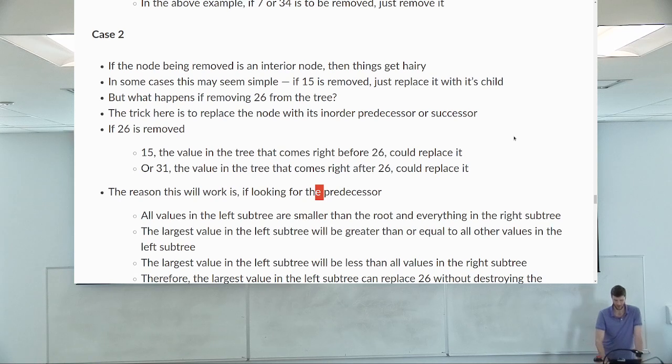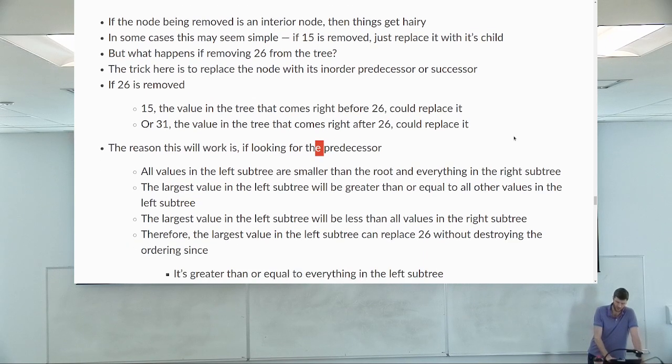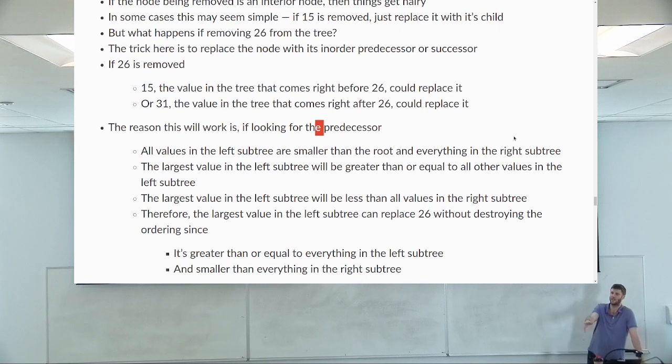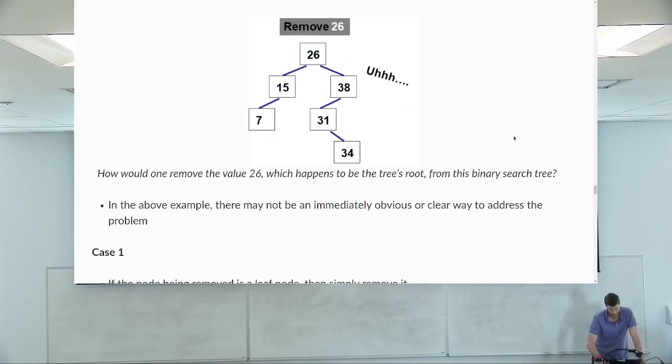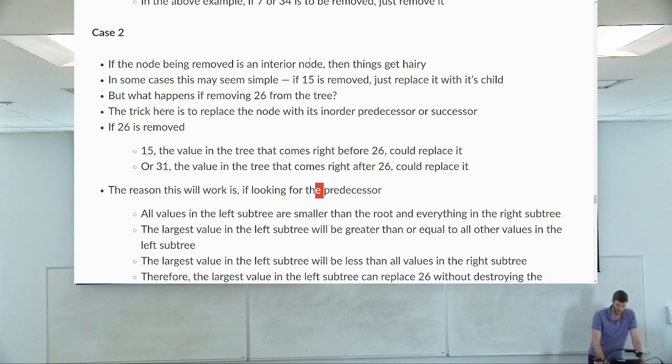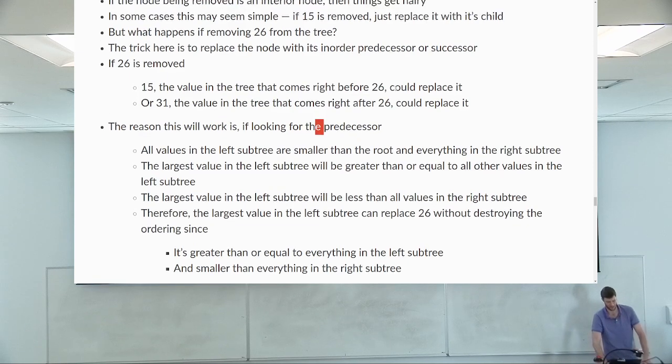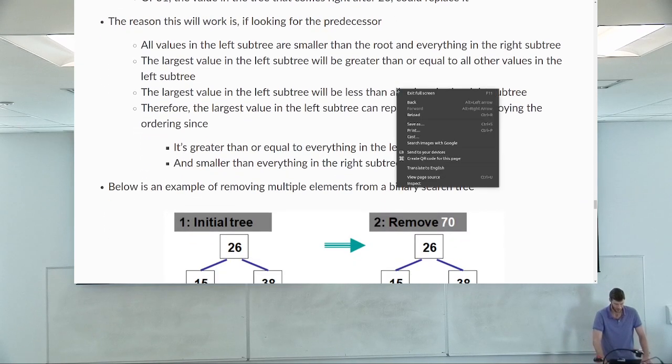The trick is to replace the node with its in-order predecessor or successor. If 26 is removed, 15 is the value of the tree that comes right before 26, so you could replace it. But again, because we could have duplicates, we'd have an issue. Although I guess it wouldn't be an issue, would it? Because if there was a 26 over here and I replaced it with 15, it would still work. Huh. Yeah, I guess it doesn't really matter. Replace it with the in-order predecessor or successor.